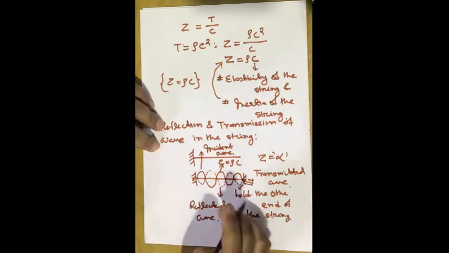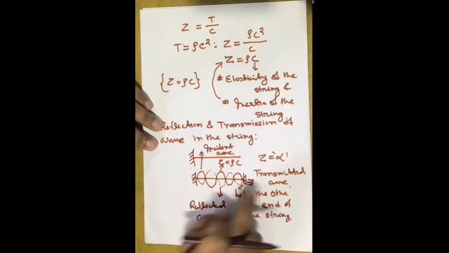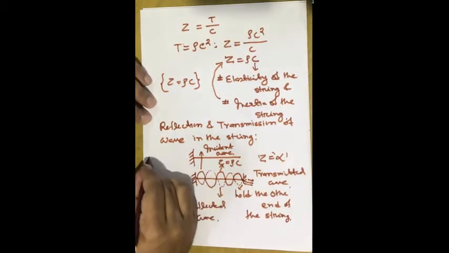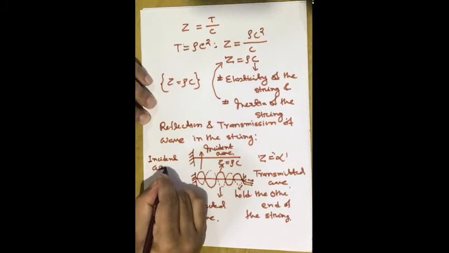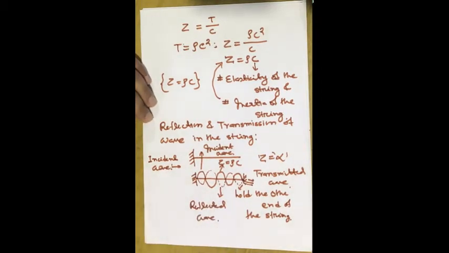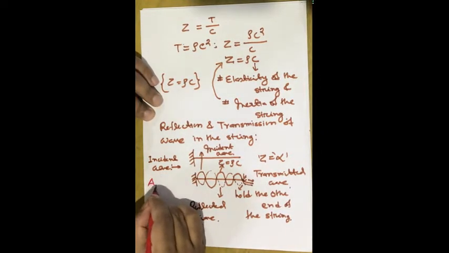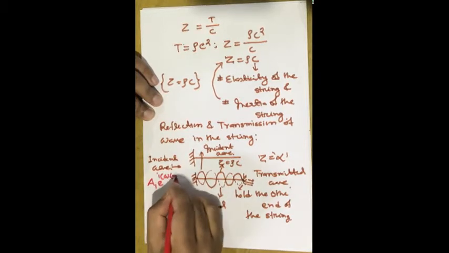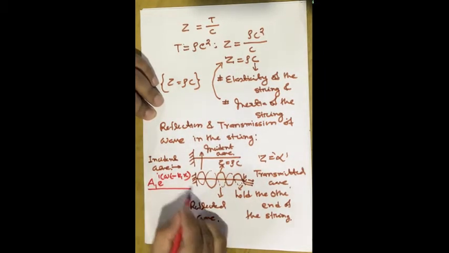Now we are going to write the equation for the incident, reflected and transmitted wave. So first consider the incident wave. The incident wave equation, we have written it many times, and it is like, suppose a1 is the amplitude, a1 e to the power i(omega t minus k1 x). Okay, so this is the equation for the incident wave.